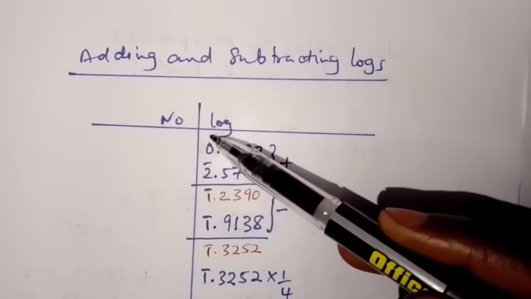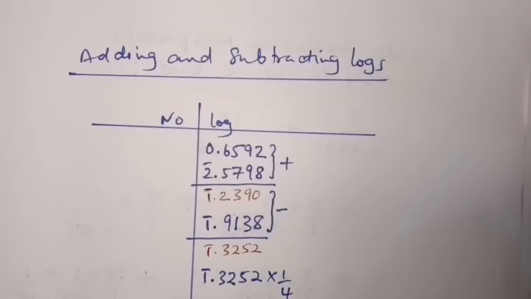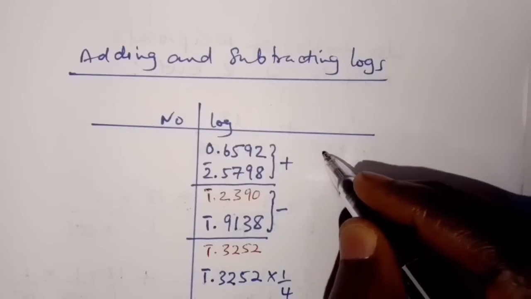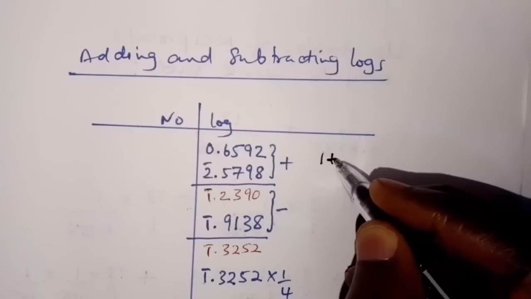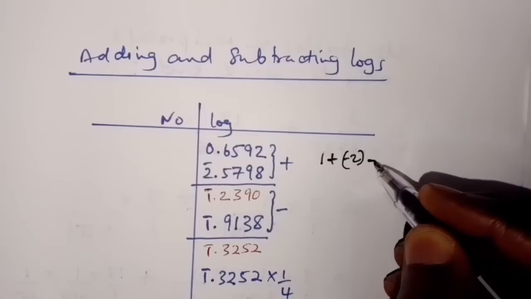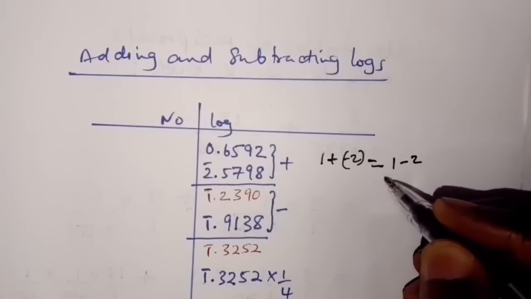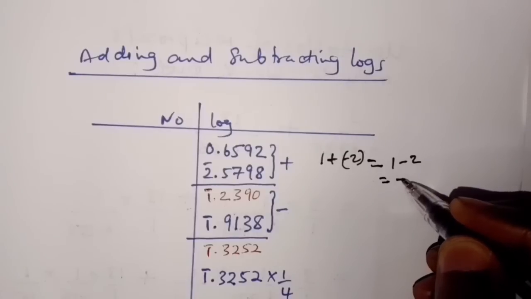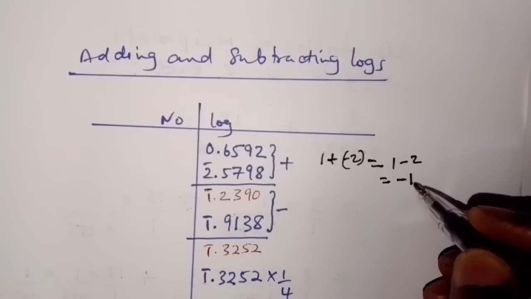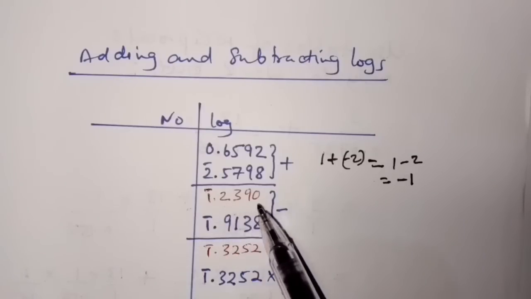We bring 1 here. 1 plus negative 2 is equal to 1 minus 2, which is equal to negative 1. Negative 1 is bar 1.2390.